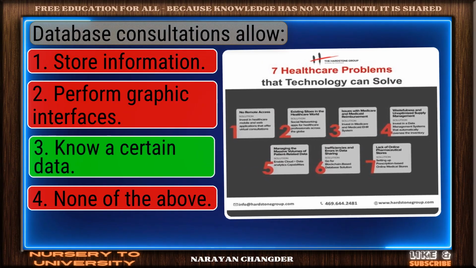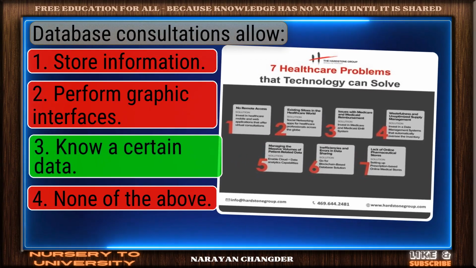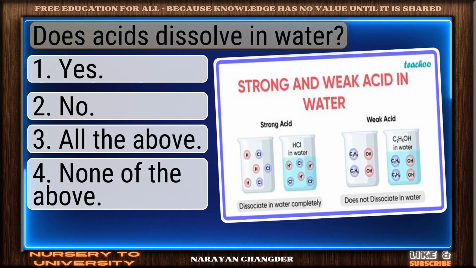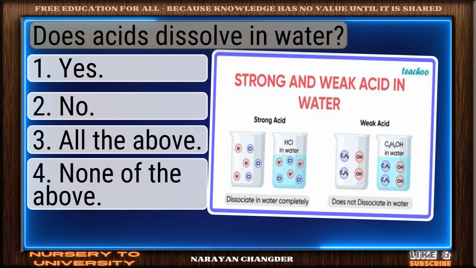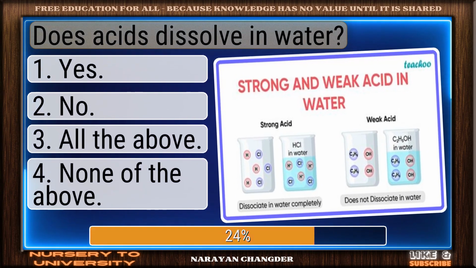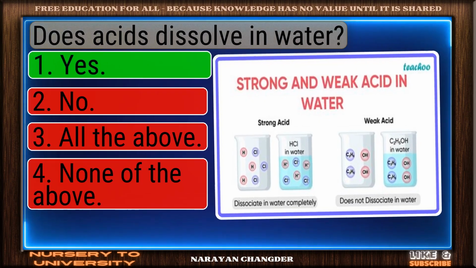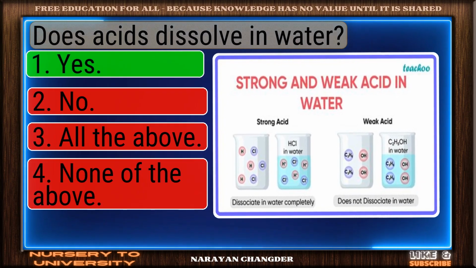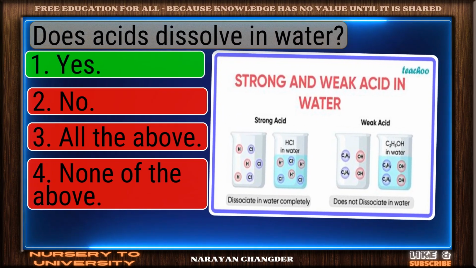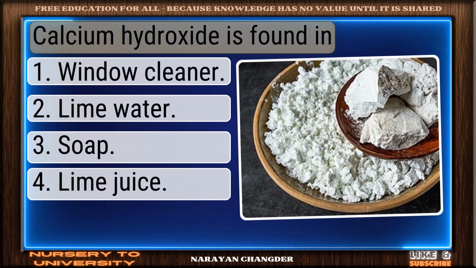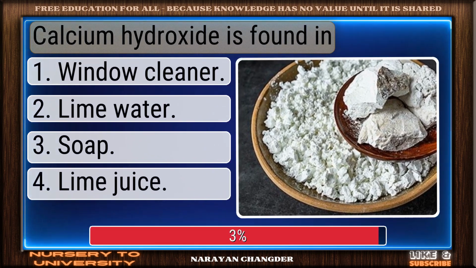Smart move. Know a certain data is an accurate answer. Question number 161. Do acids dissolve in water? Nice selection. Yes is the correct and valid answer. Question number 162. Calcium hydroxide is found in.